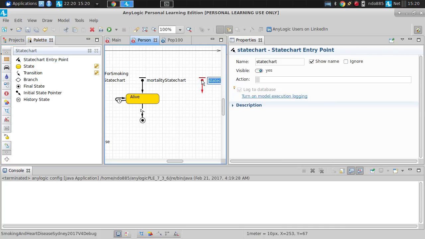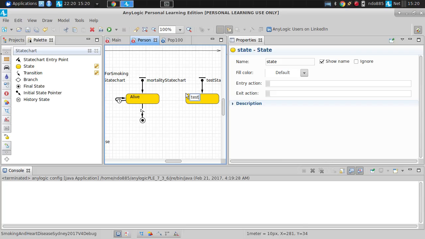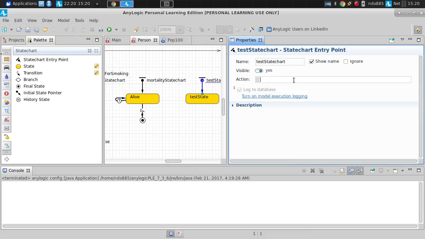I create a new state chart, Test state chart. I create a state in that state chart, Test state. I'm going to test whether or not this is ever reached. Trace ln, and I'm going to trace ln number 2.